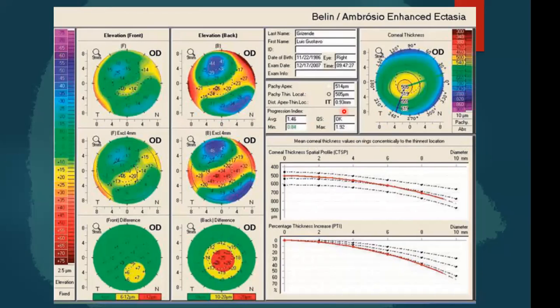So normally this value of the progression index over here is less than 1.1. And the progression index basically represents the rapid change of thickness from the thinnest location to the corneal periphery. So the higher the progression, the higher the index, and vice versa. So a high index, more than 1.1, is going to be a suspicious cornea. And it's a very, very sensitive index. So you all must also look at this progression index along with these 6 images that I explained to you when you're analyzing the Belin Ambrosio enhanced ectasia maps.